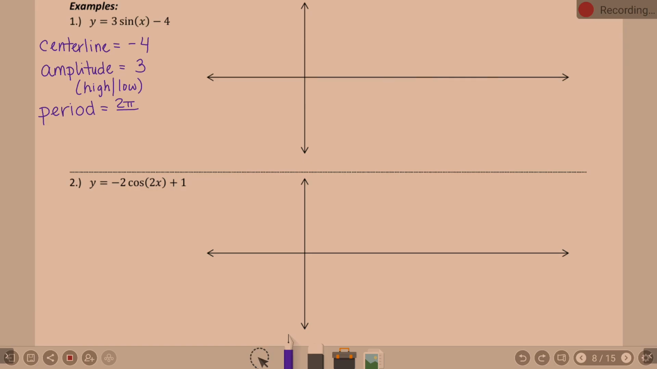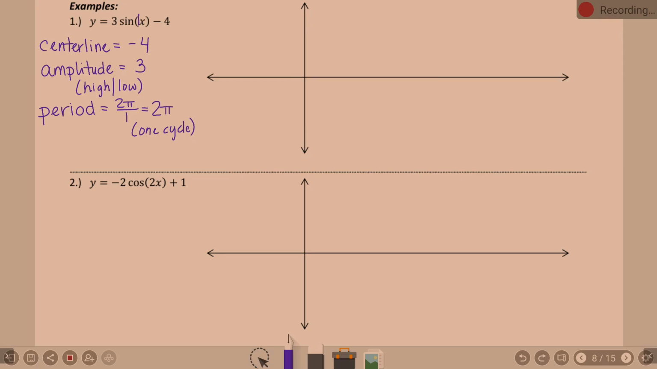What is b? Where is b? Before the x, it'll be 1. It's before the x, so it's an invisible 1. So b is 1 in this case. What is 2 pi divided by 1? 2 pi. Keeping it easy on this first one. So that is your basic one cycle of sine, it's going to take 2 pi.